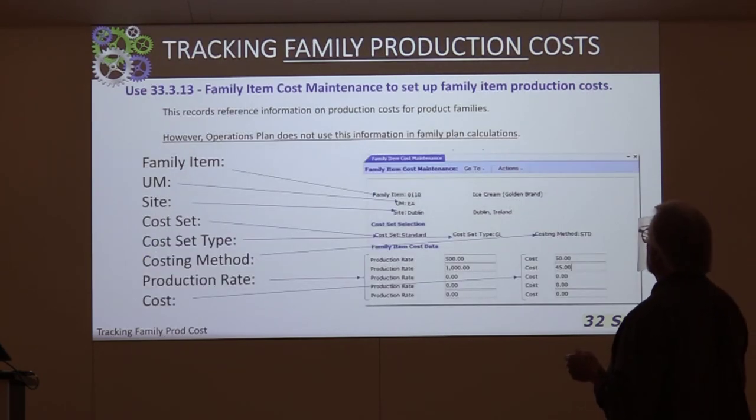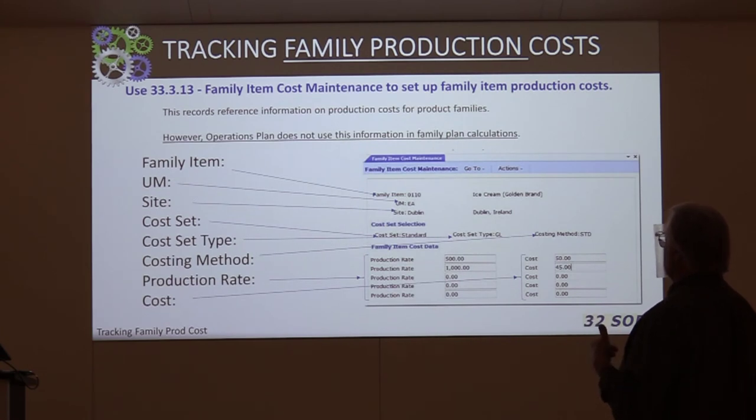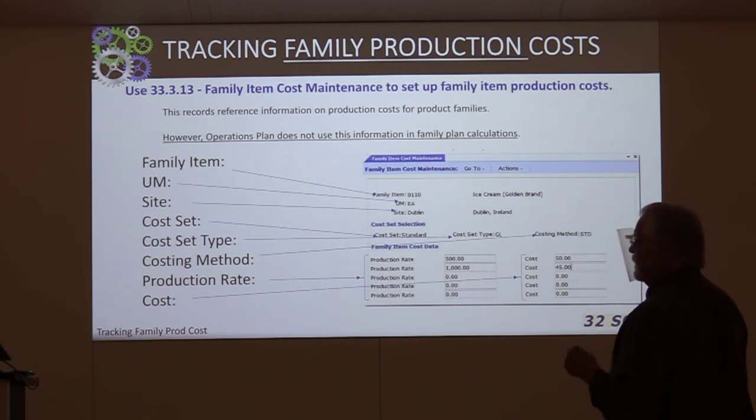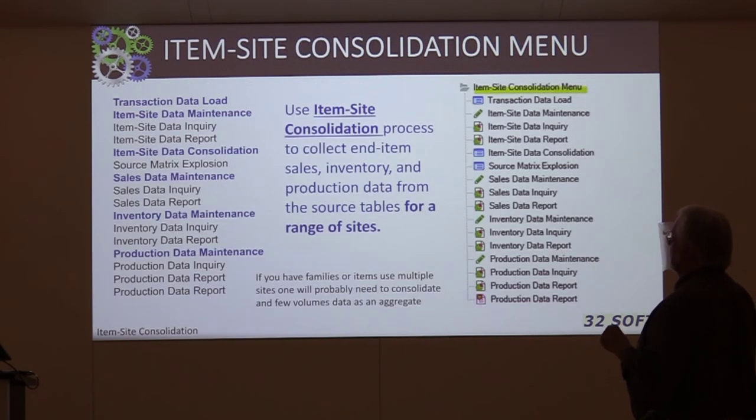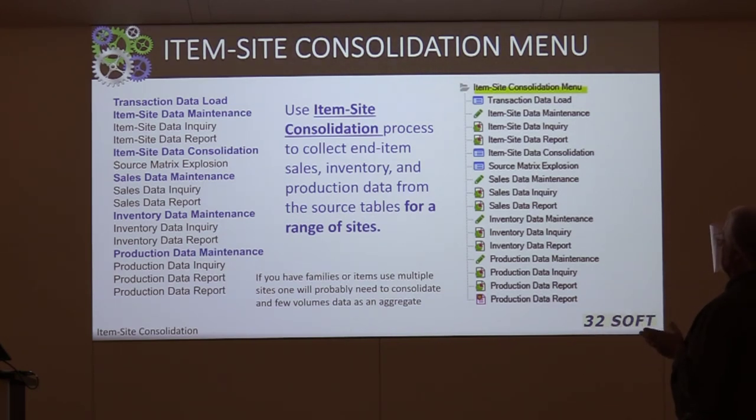This is the tracking of a family production cost. Okay, so you can track the family production cost just like you could at the other level. And this, again, is not used by the system, but it does give you that visibility of what that cost is. Items consolidation, so if you use multiple sites or domains, you can consolidate all of that information into the sales operations planning.